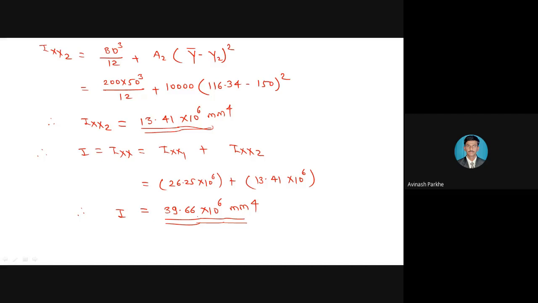Ixx1 represents the moment of inertia for section number 1. Ixx2 represents the moment of inertia of section number 2. But total I, capital I, represents the total moment of inertia about the neutral axis. So now I is calculated, y bar is calculated. Now we have to calculate the bending stresses. Next, we have to calculate one parameter once again.